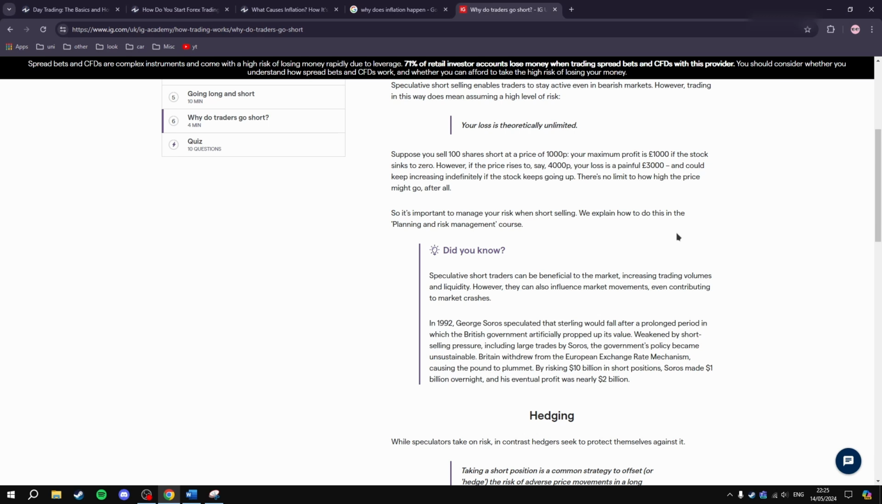Did you know speculative short traders can be beneficial to the market, increasing trading volumes and liquidity? However, they can also influence market movements, even contributing to market crashes. In 1992, George Soros speculated that sterling would fall after a prolonged period in which the British government artificially propped up its value. Weakened by short-selling pressure, including large trades by Soros, the government's policy became unsustainable. Britain withdrew from the European exchange rate mechanism, causing the pound to plummet. By risking 10 billion in short positions, Soros made 1 billion overnight, and his eventual profit was nearly 2 billion.